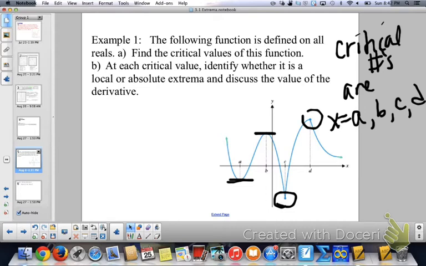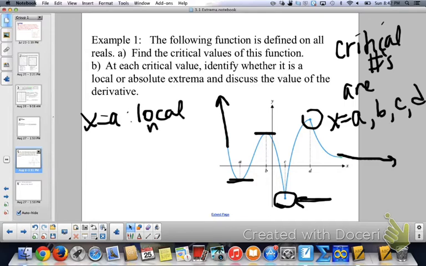At each critical value, identify whether it is a local or absolute extrema and discuss the value of the derivative. This graph continues to go up here, which means we're not going to have an absolute max. This graph looks like it's leveling out here and is going to have an asymptote there, which means we could have an absolute min down here. But let's look at x equals A. A is a local min. Right in this local area, A is a minimum.